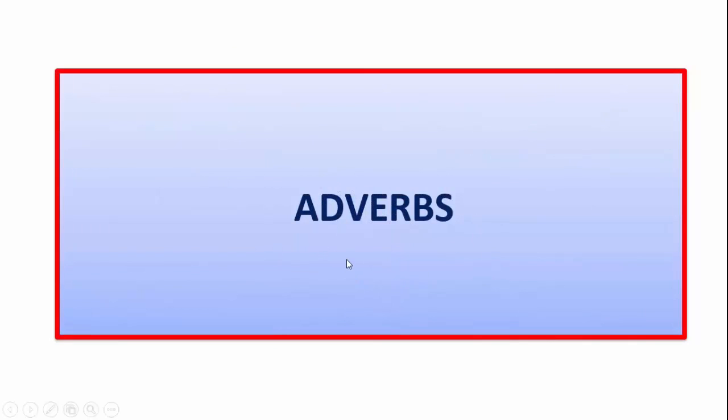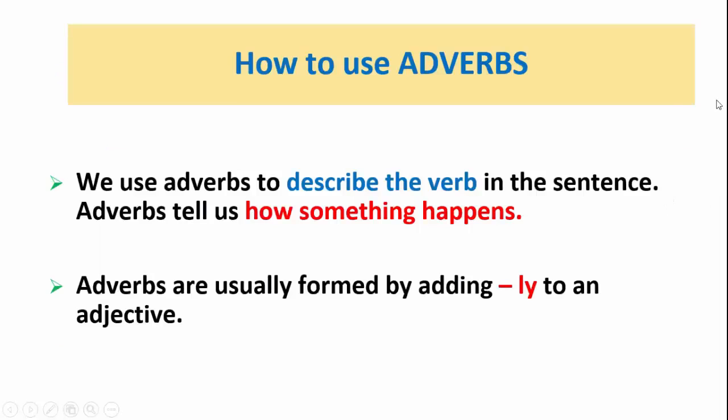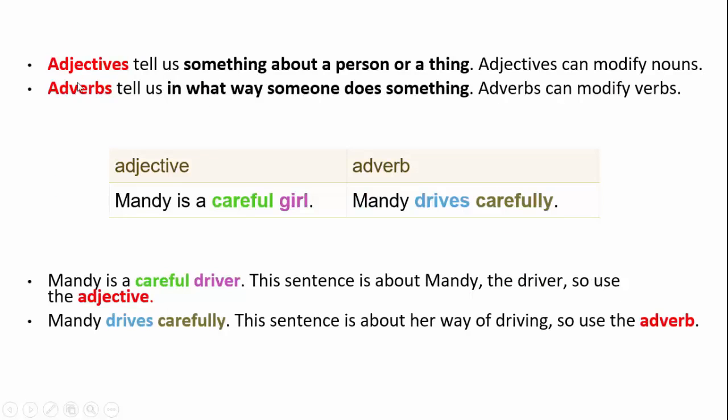Now our last subject is adverbs. Let's have a look. How to use adverbs? We use adverbs to describe the verb in the sentence. Adverbs tell us how something happens. Adverbs are usually formed by adding l and y to an adjective. Adjectives tell us something about a person or thing. Adjectives can modify nouns. But adverbs tell us in what way someone does something. Adverbs can modify verbs.